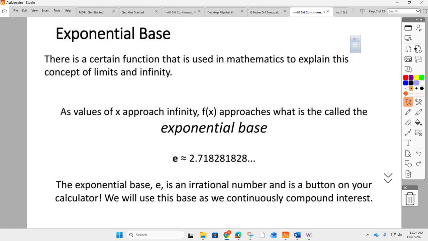So there's a certain function that's used in mathematics to explain this concept of limits and infinity. As values of x approach infinity, f of x approaches what is called the exponential base. Also above my pay grade and math skills, really, but what I love about the exponential base is that it's a button on our calculator, right? We have a formula that has the exponential base in it. It's a thing of beauty. We can use it to compute continuously compounded interest.